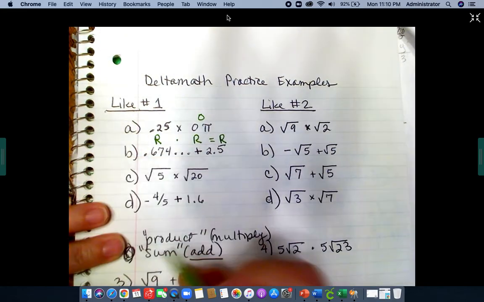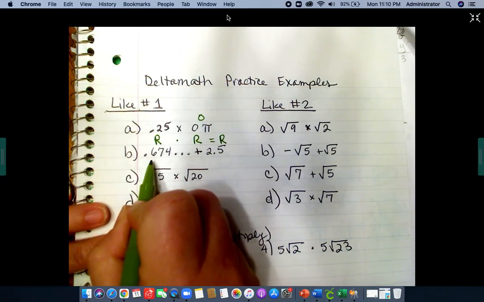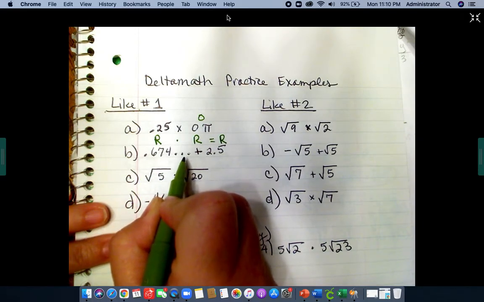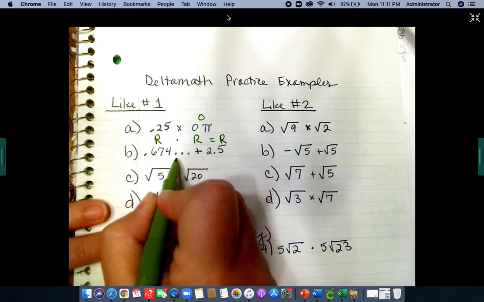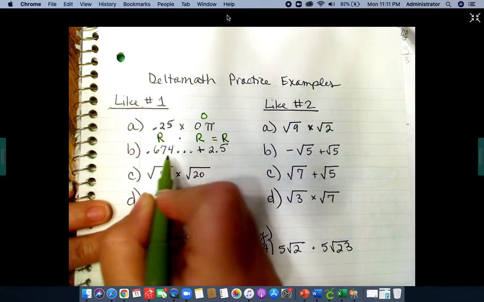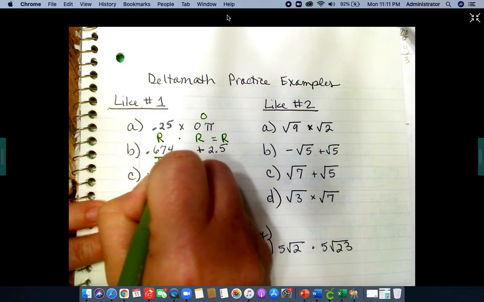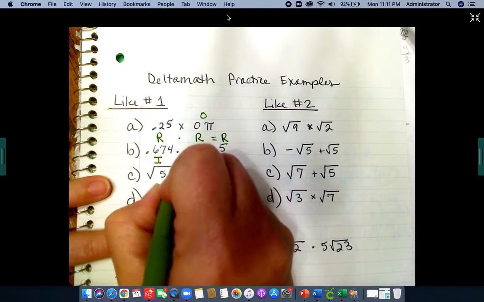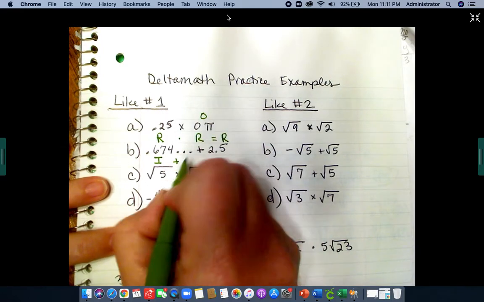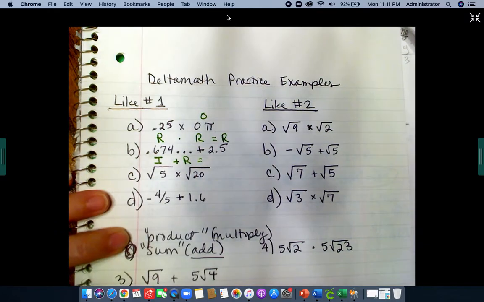So if you take a look at B, this first number here, it's a what? It's non-terminating, but it's not repeating. So it does not terminate, it does not repeat. So this 0.674 with this ellipsis is irrational. And 2.5 is a rational number because it's a terminating decimal.